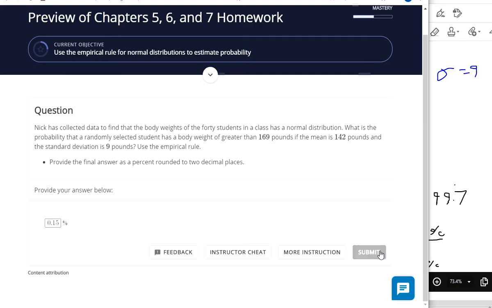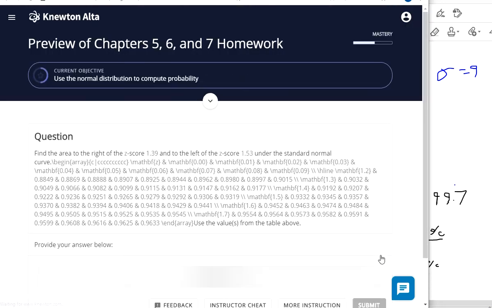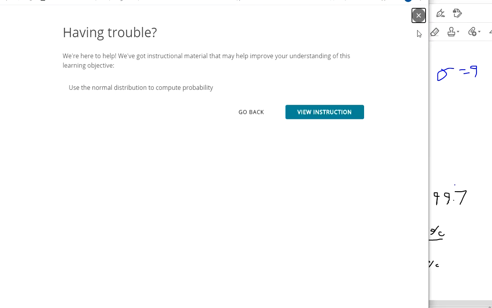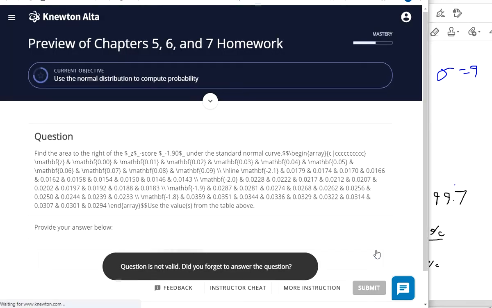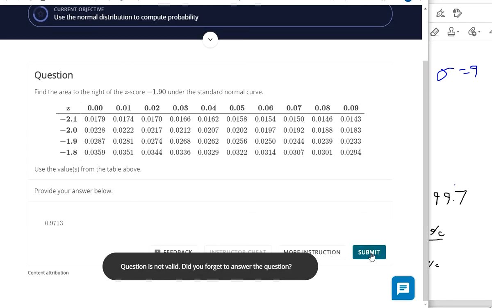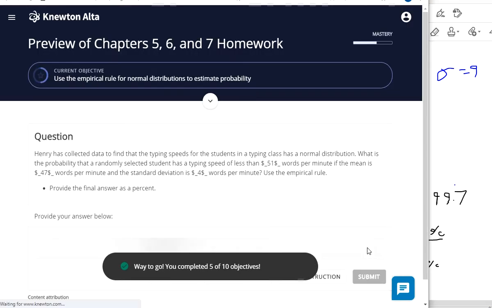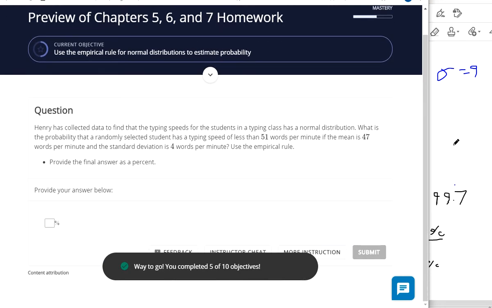And if you're new to empirical rule, that's probably a little confusing. Let me try to find another one. Oh, no, I don't want that. Come on, empirical rule. We already made a video for this one, I think. Yeah. Let's do this one.